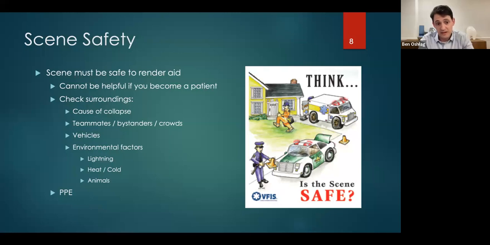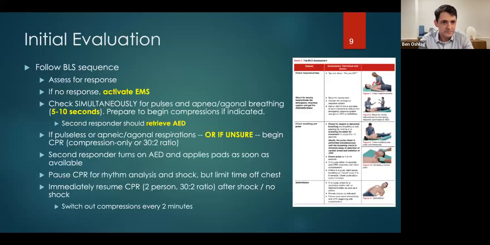We'll talk a little bit about lightning at the very end, or heat, cold, animals, all these things just to be aware of. And this is not something that takes a long time, just a second or two. Look around, make sure you're safe before you start to act, because you can't become a patient yourself. Again, any PPE that may be relevant.